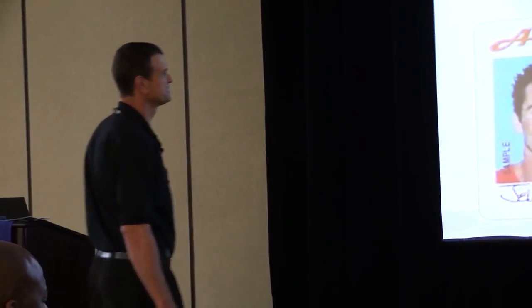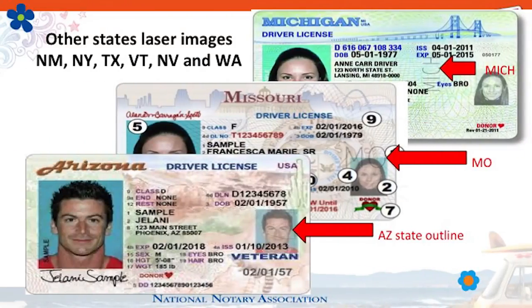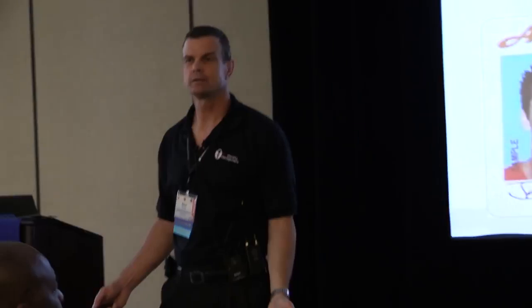Other states doing this: Arizona, Missouri, Michigan, New Mexico, New York, Texas, Vermont, Nevada, Washington have some type of perforation image too. Arizona has their state outline, Missouri has a big MO, Michigan has an MICH. Okay, so that's a real quick check. Just boom, if I know it's one of those states, do I have it? Just check it up in the light, okay?